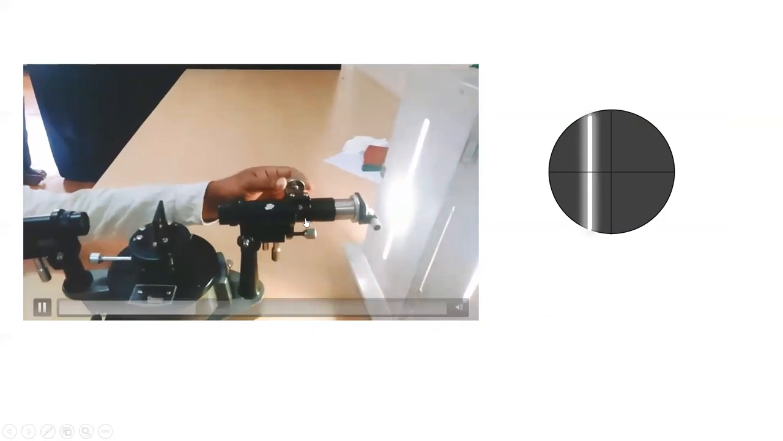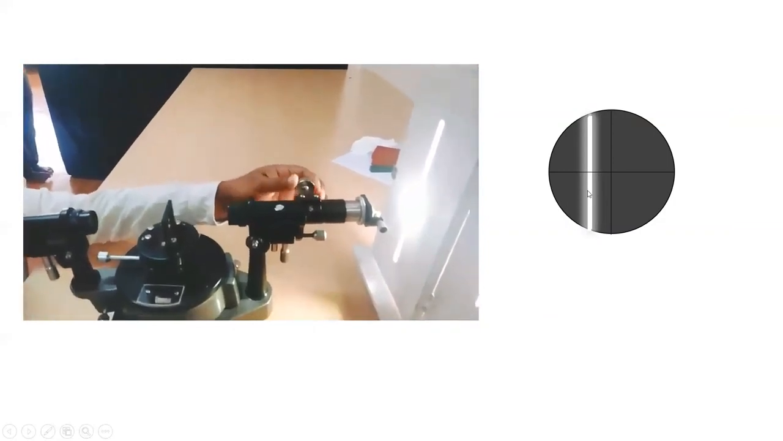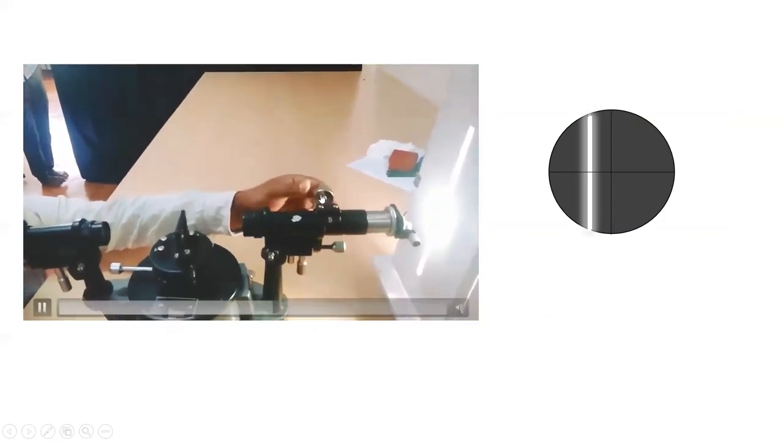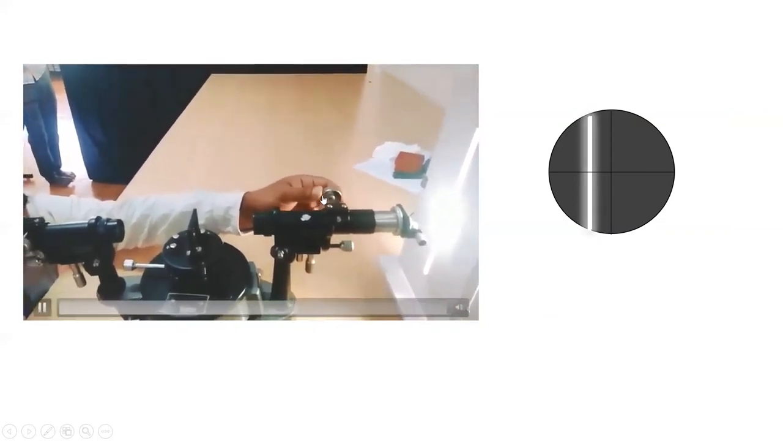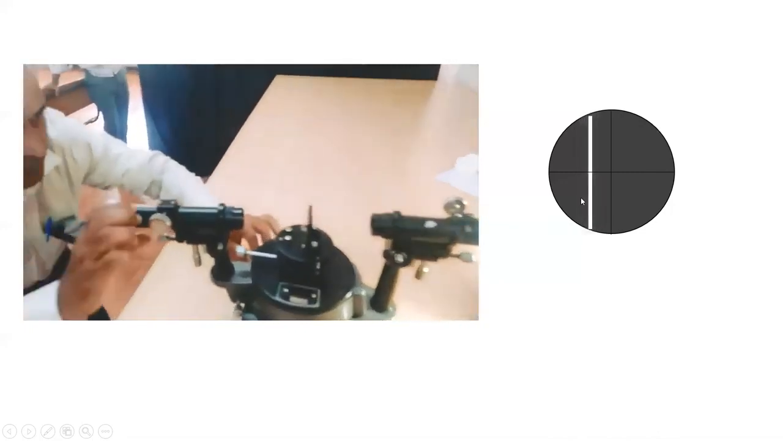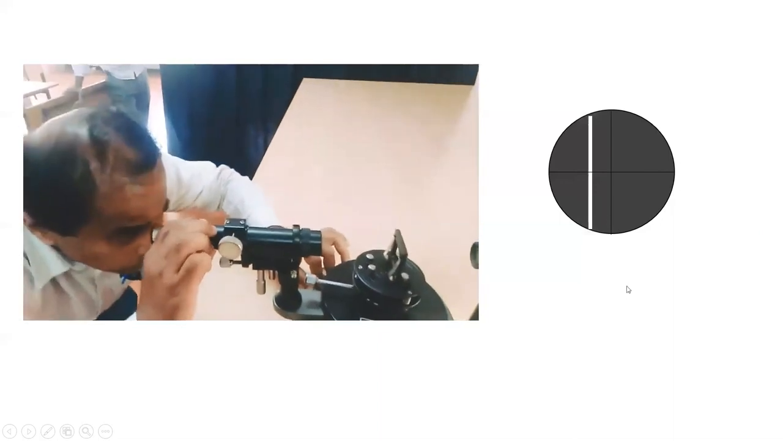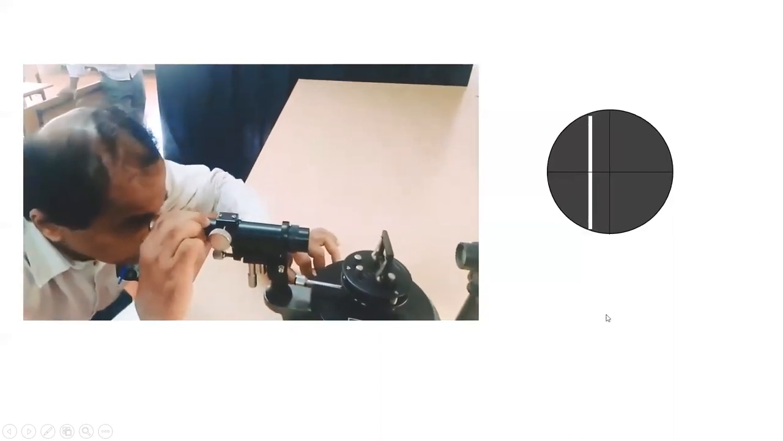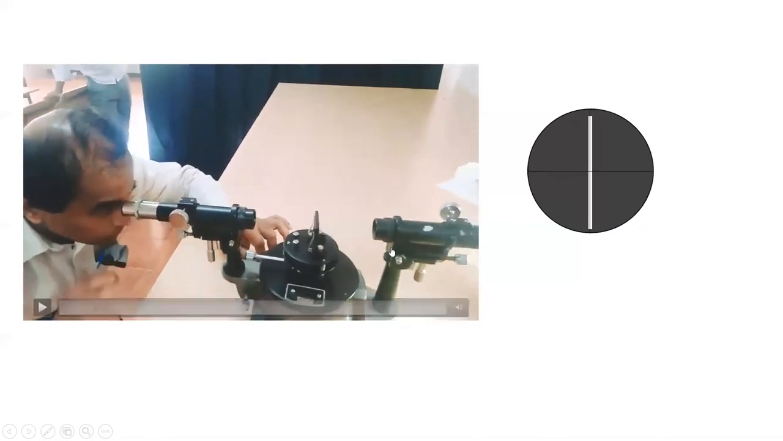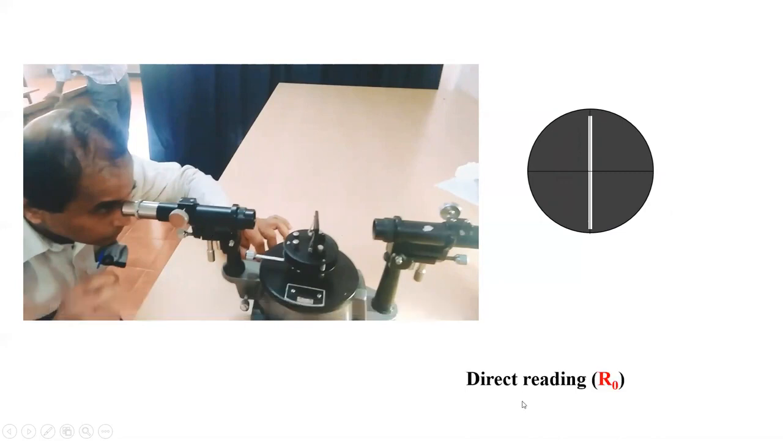Then we have to focus this image until we get a sharp image of the slit by adjusting the rack and pinion attachment of the collimator. Once the slit image is very clear, then put the vertical crosshair on the slit image. Then the collimator and telescope are both in the same line. Note down the reading. That reading is the direct reading.